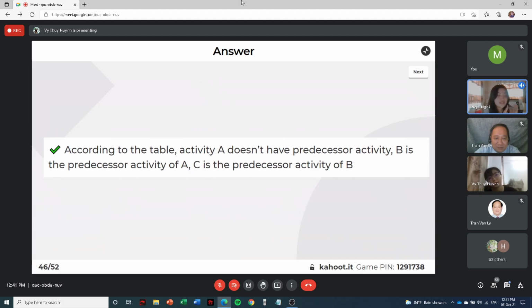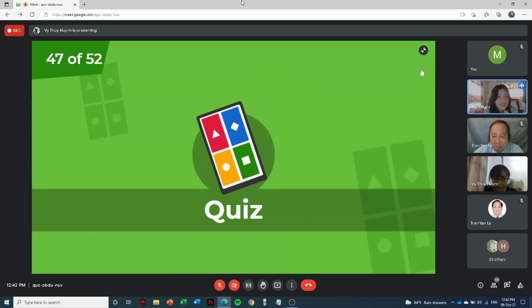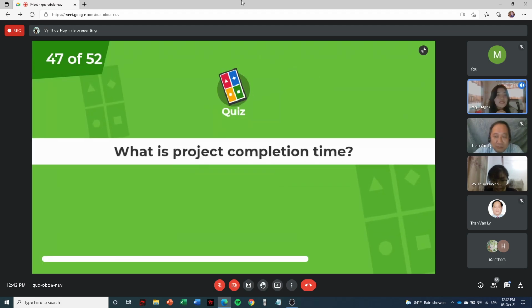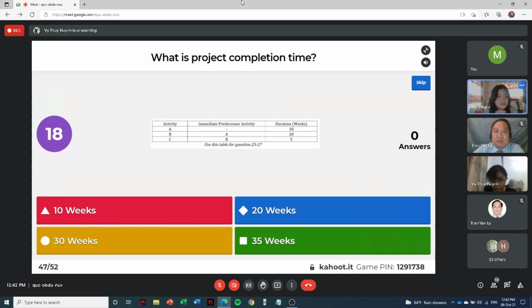So according to the table, activity A doesn't have a predecessor activity, so it would be the first one. And A is the predecessor activity of B, and B is the predecessor activity of C. So the correct order would be A, B, and C. Okay. Next one. A few more questions left for you to reach the top 5. Please compute the project's completion time.